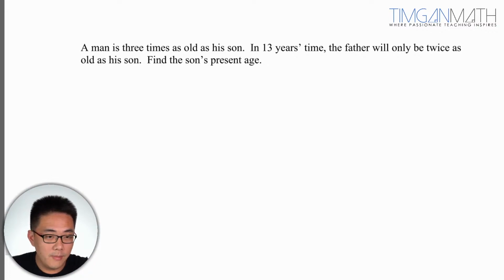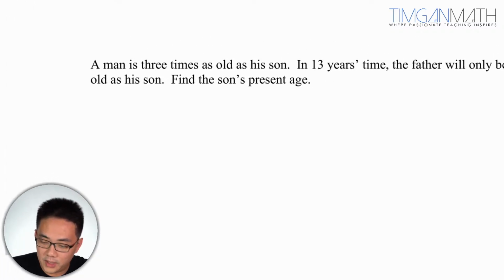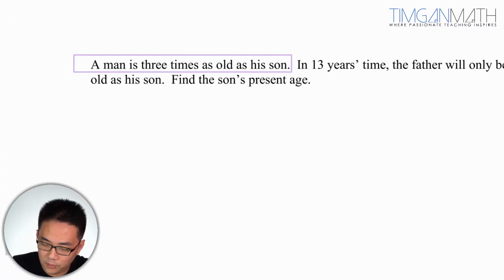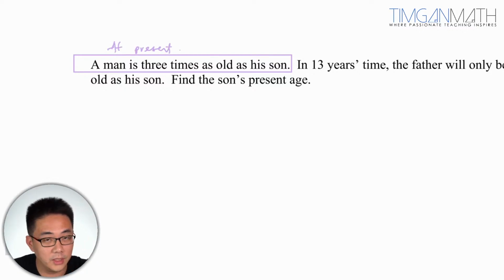You're told that a man is 3 times as old as his son. In 13 years' time, the father will only be twice as old as his son. Find the son's present age. So 3 times as old as his son, in 13 years' time. This over here would signify the present, right? It only makes sense that this is referring to the present age.